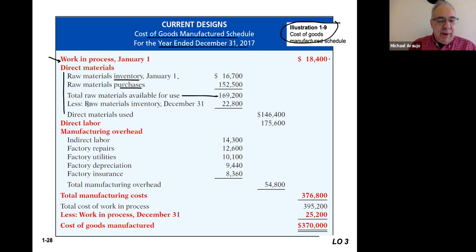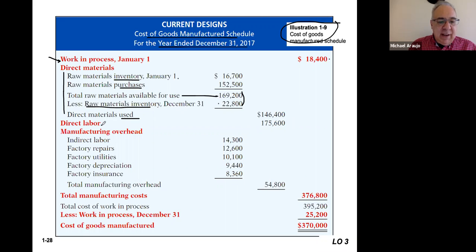At the end of the period, they looked at how much raw material was left in inventory, which was the 22,000, which means they actually used the difference. So this 146,400 is simply the difference between how much raw material was available for the year and how much is there at the end of the year. Okay, 146,400.